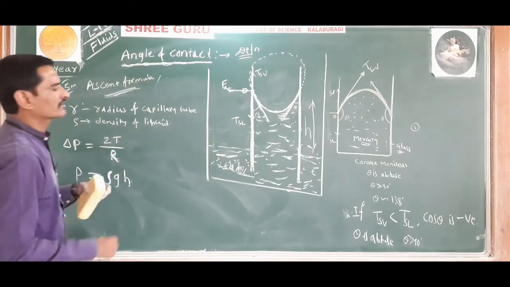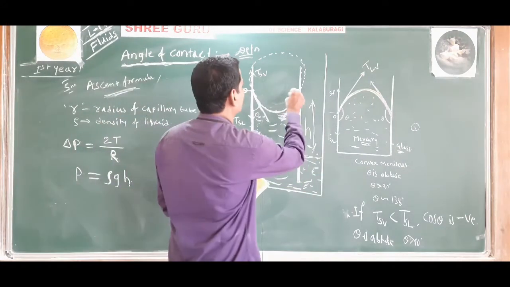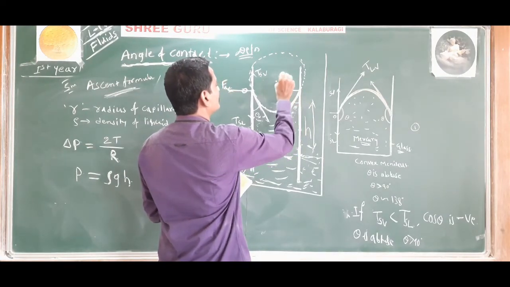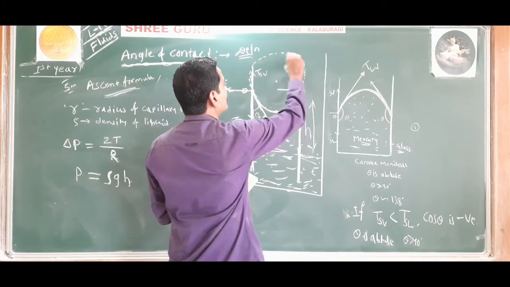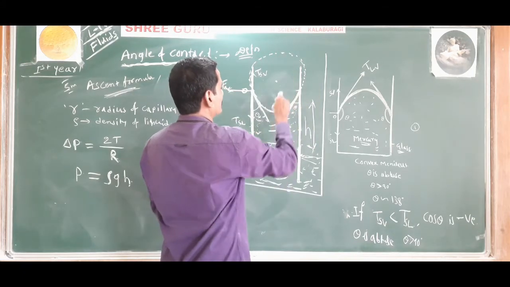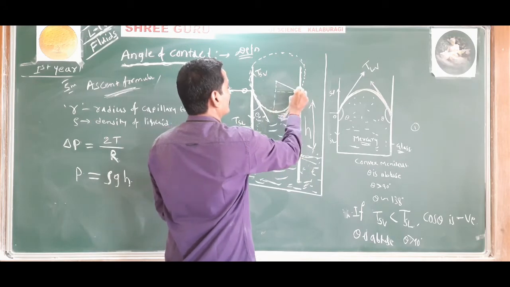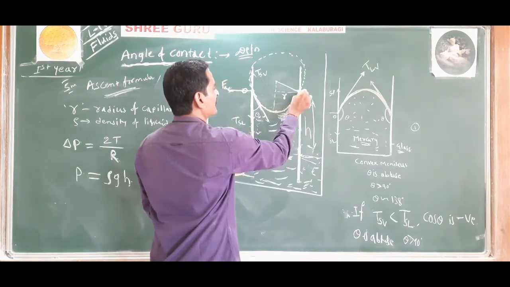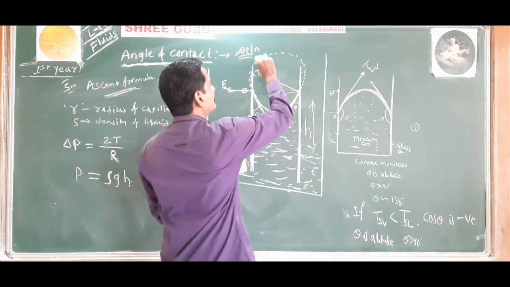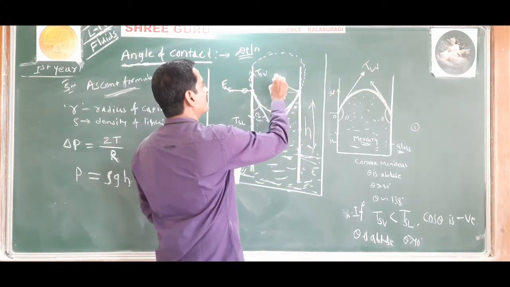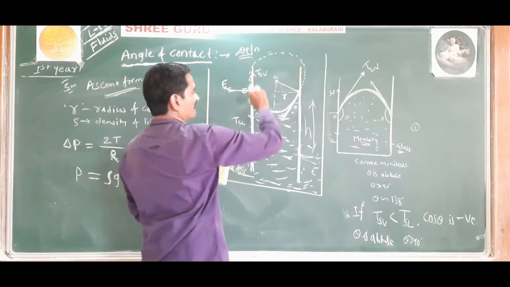We will take one more thing, that is, we will draw a triangle here. This is the center of the concave meniscus. So that is a right angle triangle. This is small r, the radius. This is the center of the concave meniscus.